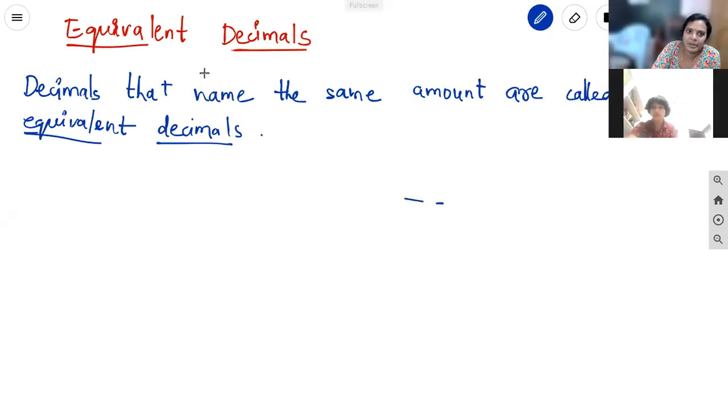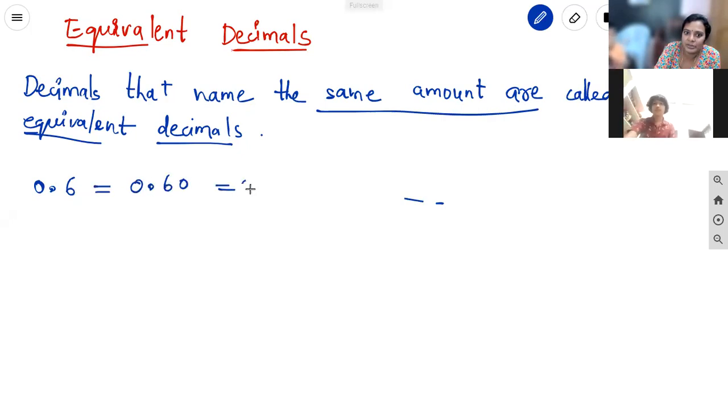Let us discuss equivalent decimals. The decimals that name the same amount are called equivalent decimals. For example, 0.6 is equal to 0.60, equal to 0.600, and so on. These are all equivalent decimals. The amount is the same. 0.6 we can write as 6 by 10.